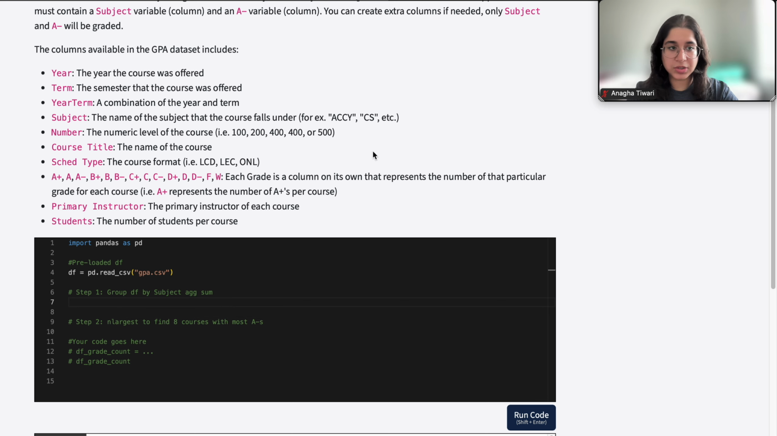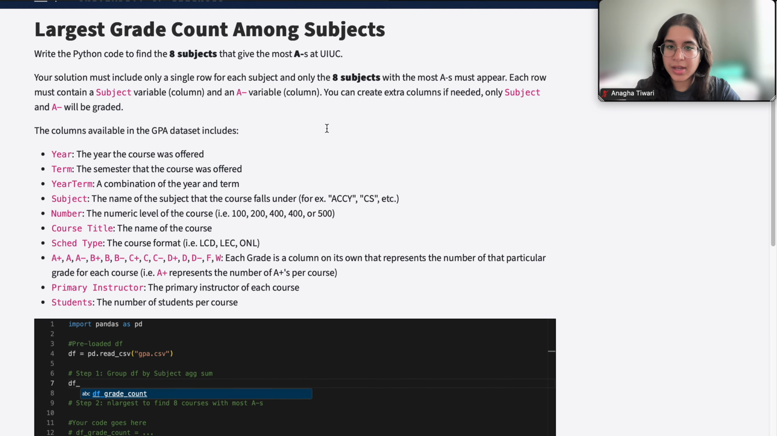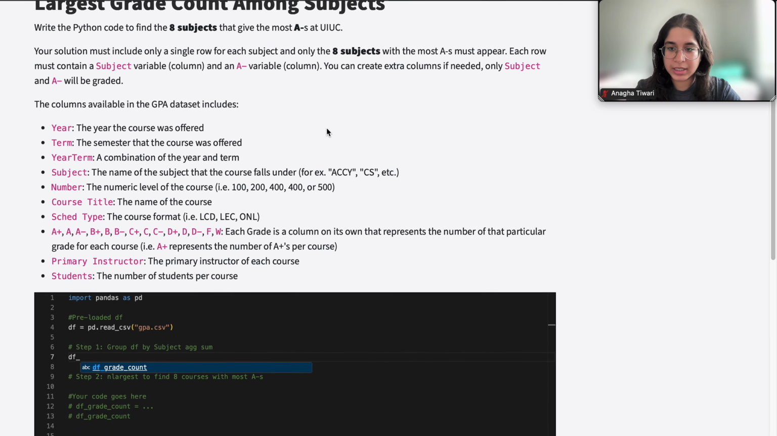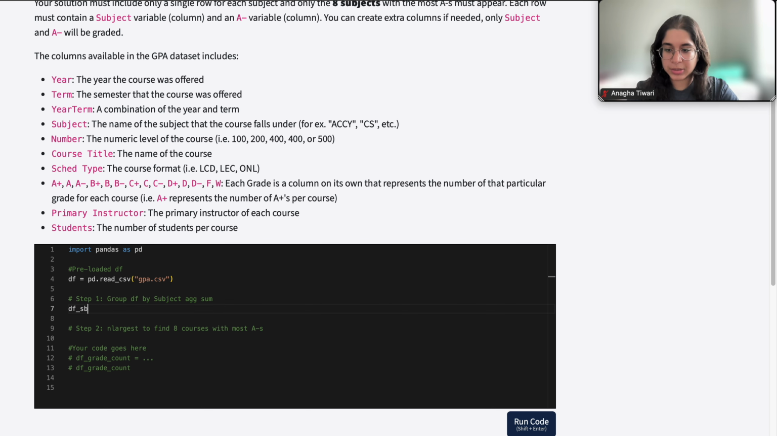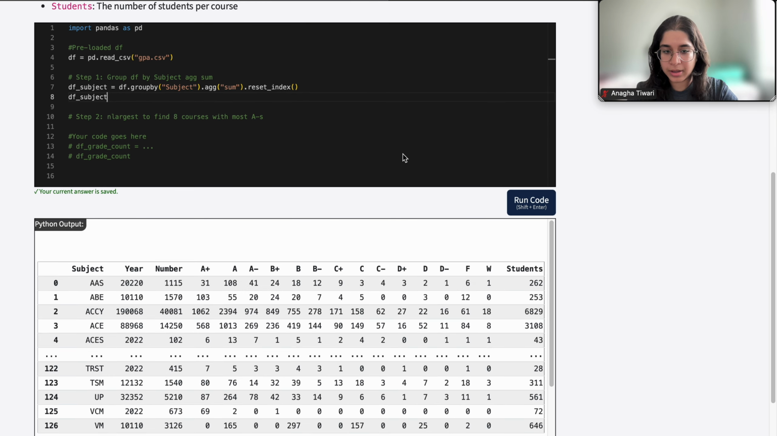So let's go ahead and do step 1. So step 1, df, and I can call it something different. I can call it maybe df subject, since we're grouping by subject, equals df.groupby. We're grouping by the subject, we're aggregating by the sum, and we also want to reset our index. So when we print out df subject, this is what we have here, right?